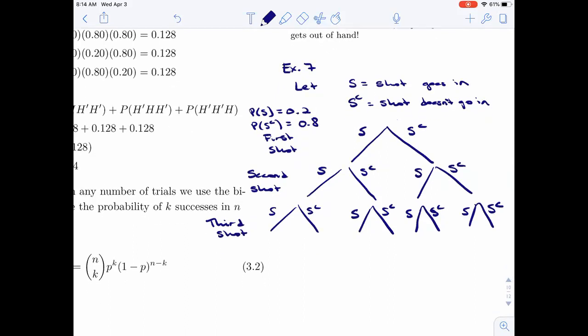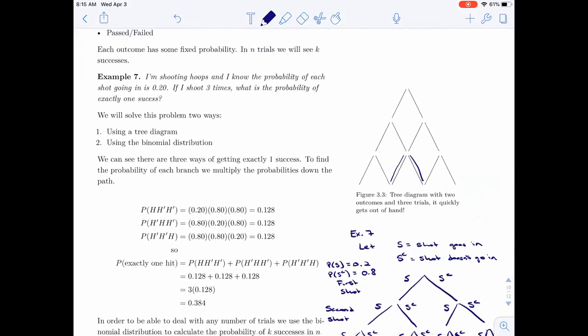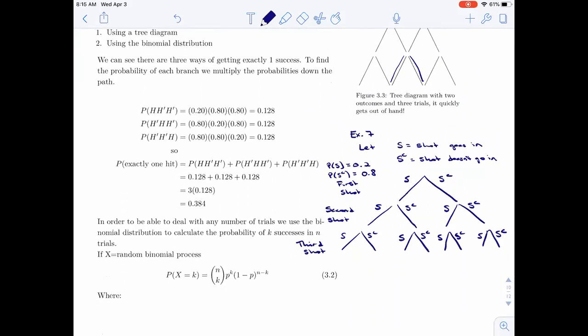So what's the question that we want to ask here? If I shoot 3 times, what's the probability of exactly 1 success? So what I'm going to do is trace down and have a look at exactly 1 success. If my first shot was a success, then the only way that I could get exactly 1 is if I have this one and then I go down, I don't get it in and I don't get it in. So that's the only branch that satisfies that criteria on the left-hand side. So if we do a little here, here, here.